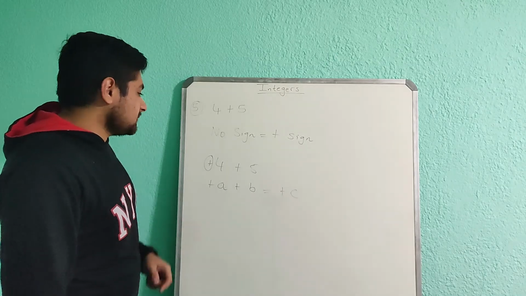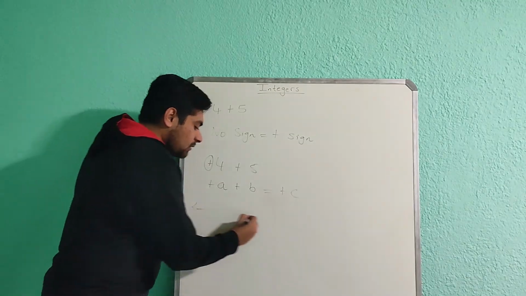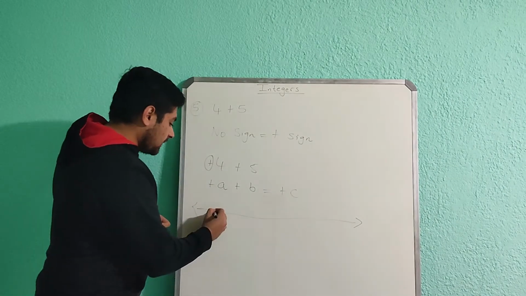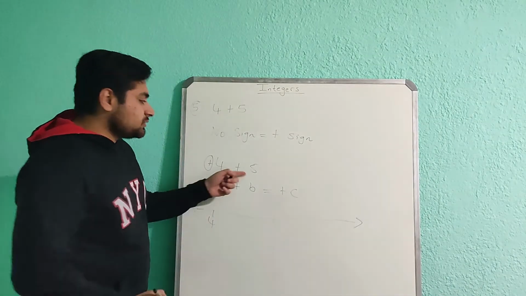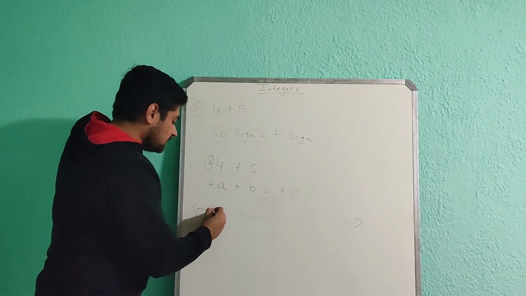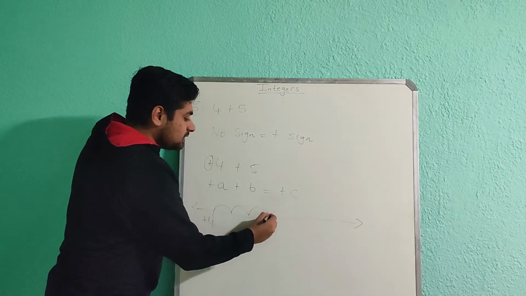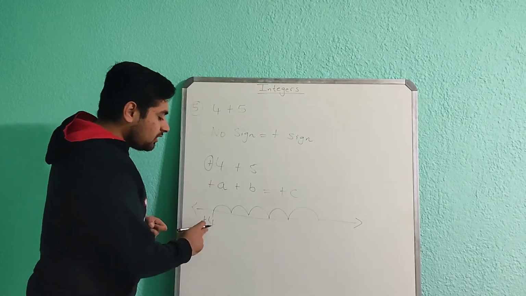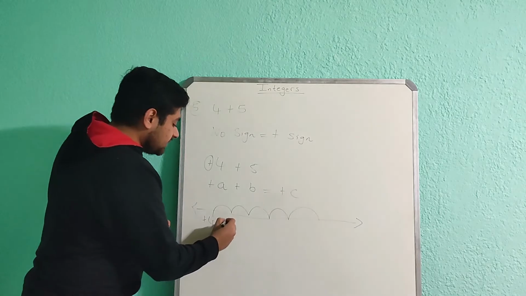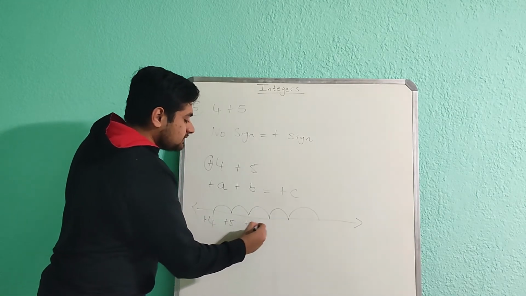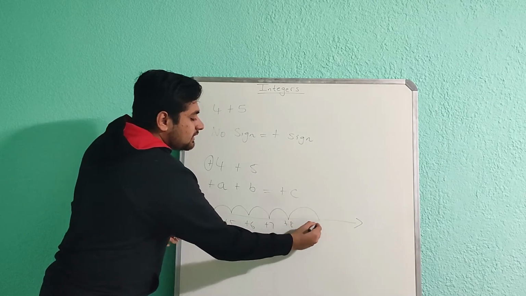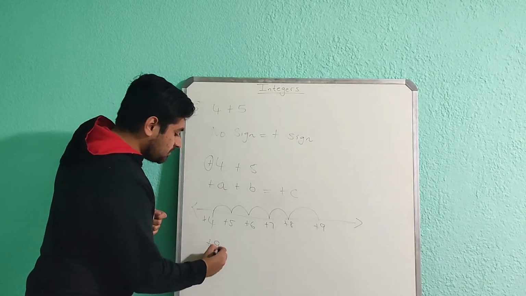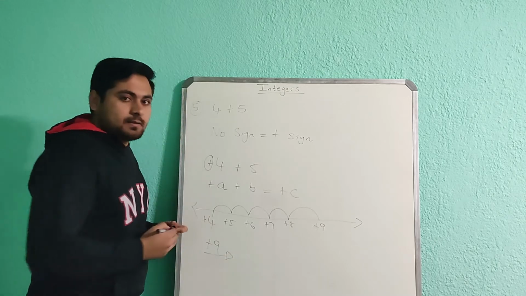So if we ask our number line, what is 4 plus 5? Currently we are on 4 and we are going 5 units to the right. So 1, 2, 3, 4 and 5. To the right of 4, all are increasing: positive 5, positive 6, positive 7, positive 8, positive 9. So therefore, our answer is positive 9.